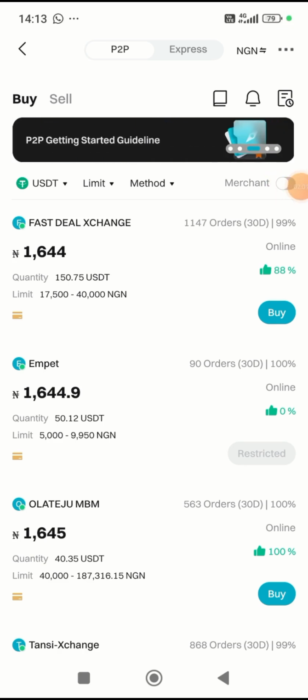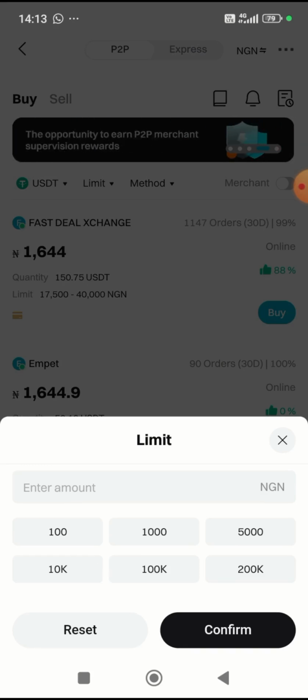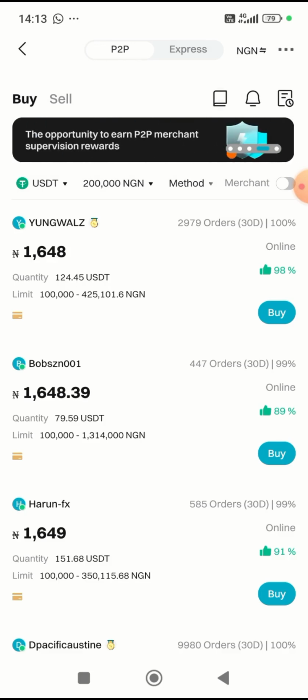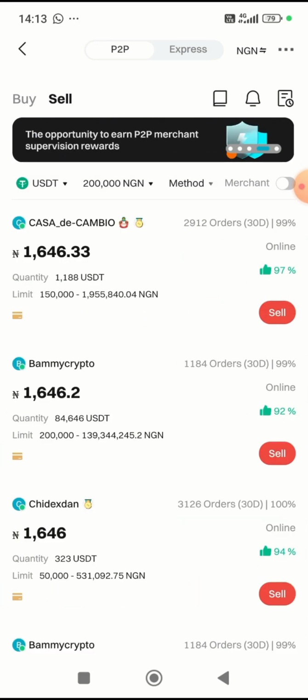So let's look at the first one, which is the limit. Let's tap on the limit. Let's say I want to sell, you see, you want to sell 100, 1,000, 5,000, 10,000, around 200,000. Let me tap on it. I click on confirm. You see that the price will definitely change. Let me tap on seller. I want to sell. It's still the same thing for the process of selling and also the process of buying.